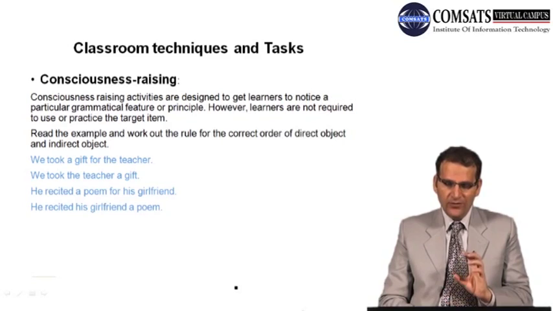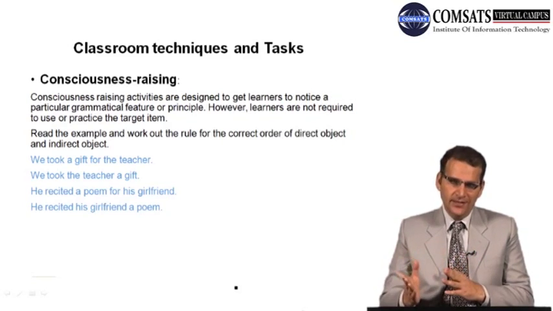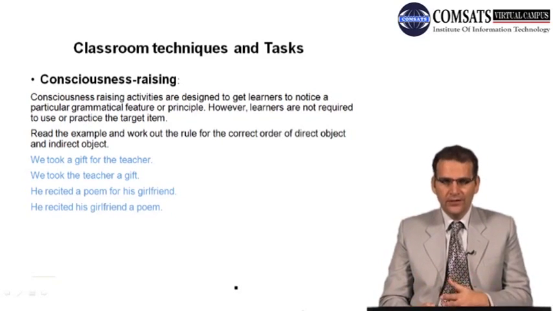So what does it mean? What is the rule? First we give the direct object: we gave a gift for the teacher. And then in the third sentence, he recited what? A poem for his girlfriend. I hope you understand. So this is what we call consciousness raising.